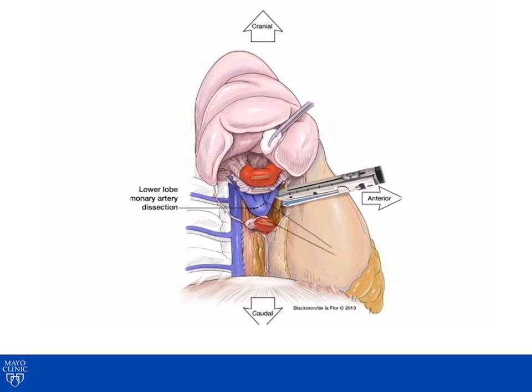By dissecting the entry point and the exit point and using blunt dissection with a tonsil sponge, you may find that this dissection is easier.